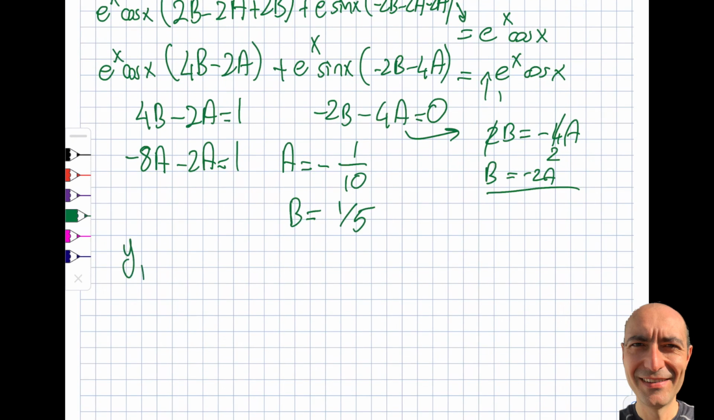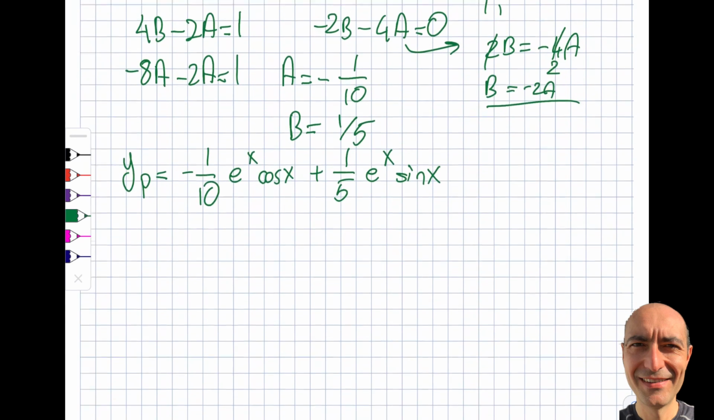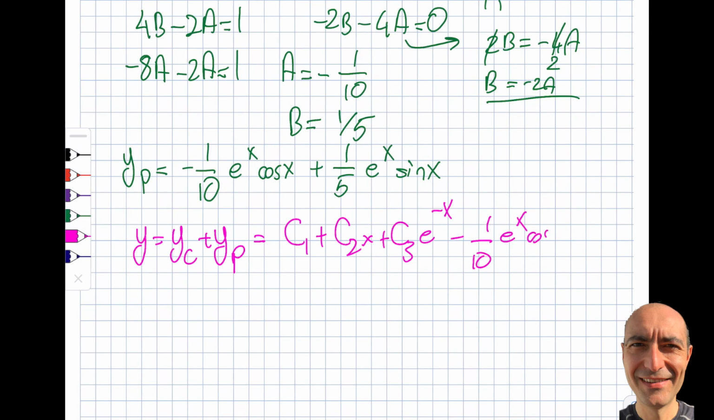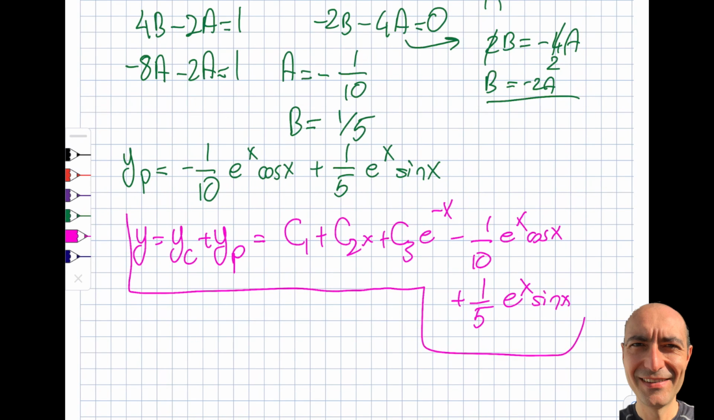So then my particular solution turns out to be minus 1/10 of e to the x cosine of x plus 1/5 of e to the x sine of x, right? Then if I combine y, which will be yc plus yp, then it will be, I remember, c1 plus c2 x plus c3 e to the minus x minus 1/10 e to the x cosine x plus 1/5 e to the x sine of x. So that's going to do it for this particular problem. Thank you for watching this.